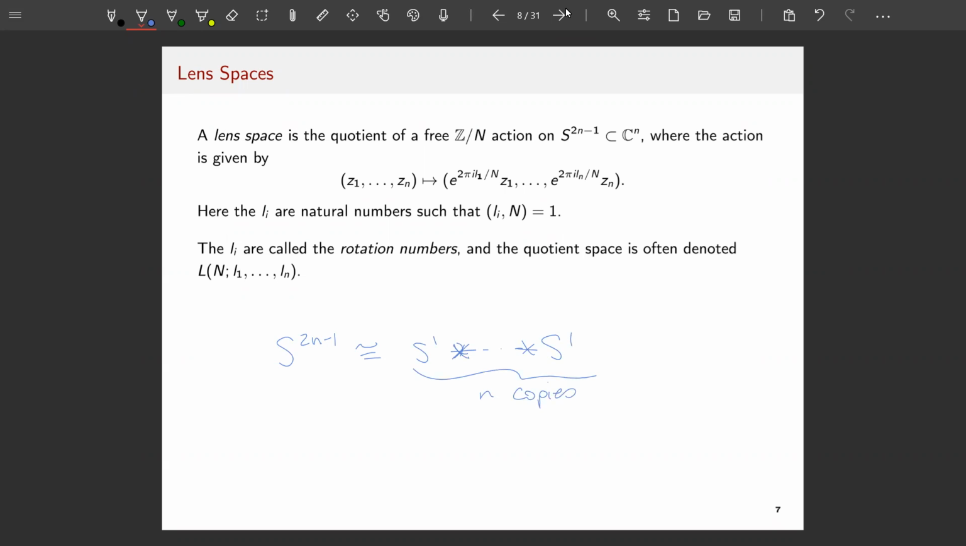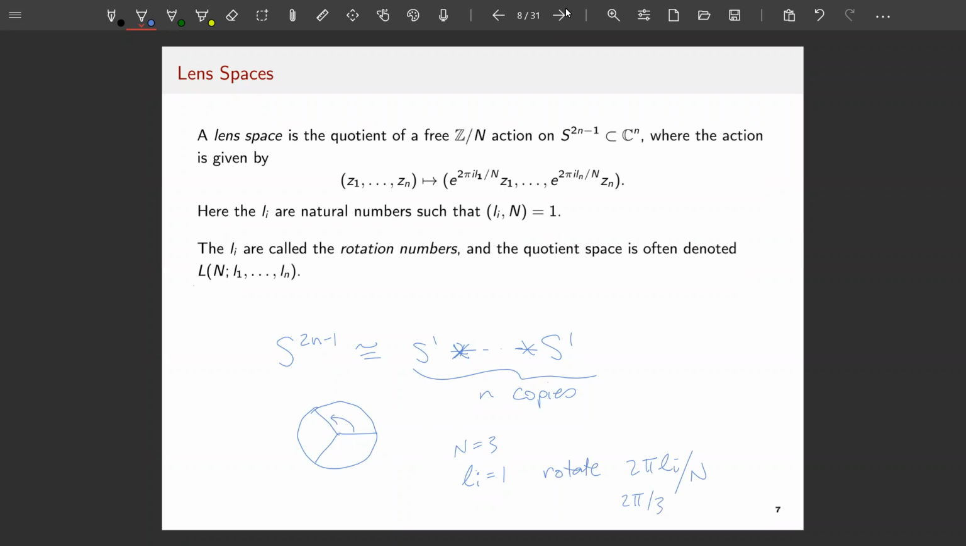And so for each of these spheres, we get a rotation number. Suppose, say, n is 3. So we can think about splitting this up into thirds. If your rotation number, say, L_i is 1, then you're going to rotate by 2πL_i over n. So we're going to rotate by 2π/3 in this example. Okay, and so you get a rotation number for each of the spheres. And then the quotient is what we call a lens space.